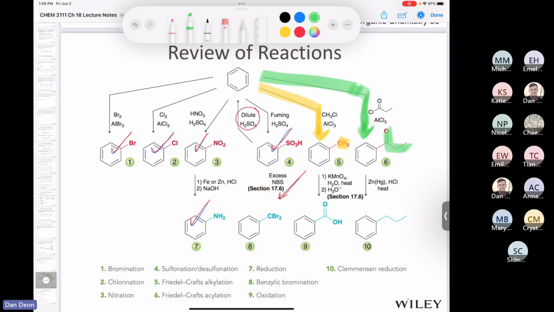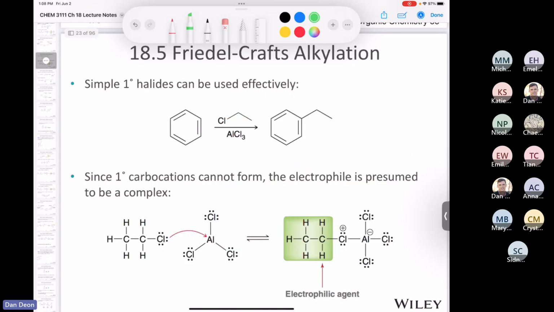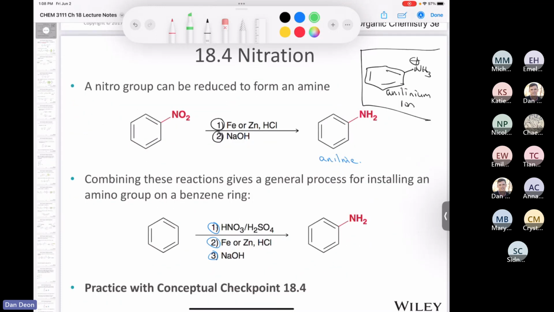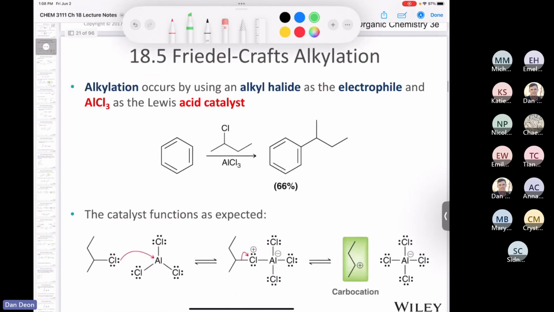Friedel-Crafts alkylation and acylation is going to be the focus of the first part of the lecture today. And it's actually a pretty lengthy section. I'm not saying that to intimidate you, that's just the truth of it. Again, the last thing we covered was nitration, and now we're into Friedel-Crafts alkylation. So I'll go through these reactions, alkylation and acylation, then we'll go back to that slide with all the reactions and do a little review of them all.